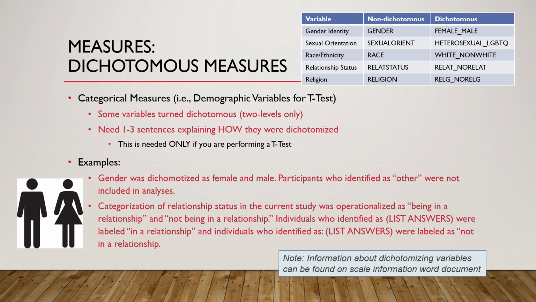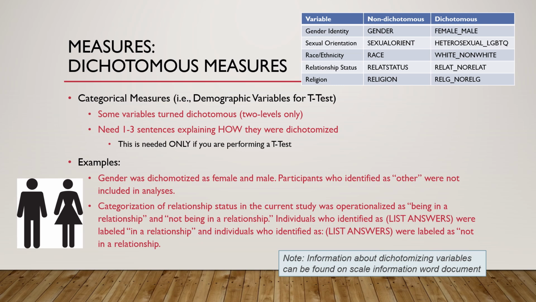The same has been done for sexual orientation, race, ethnicity, relationship status, and religion. And in the document on Canvas, that information about how these have been categorized, how they've been dichotomized, is available.